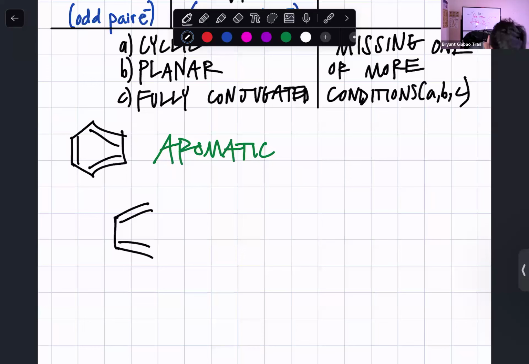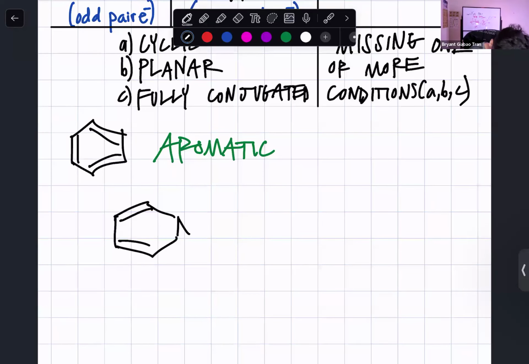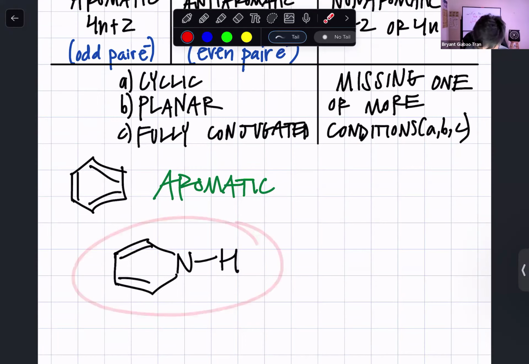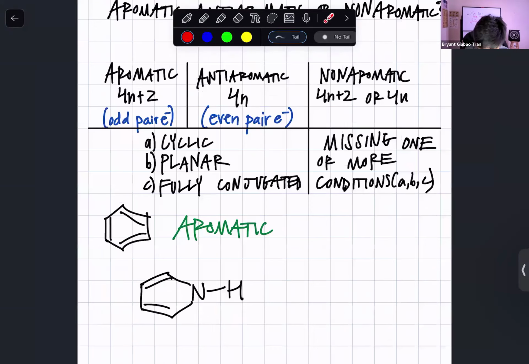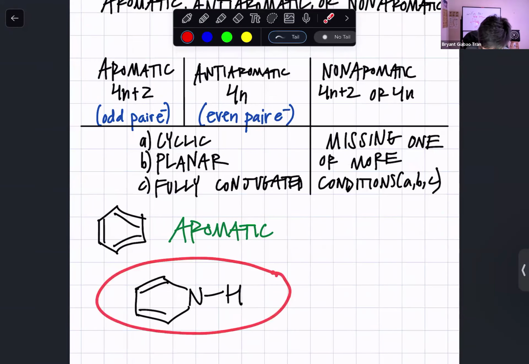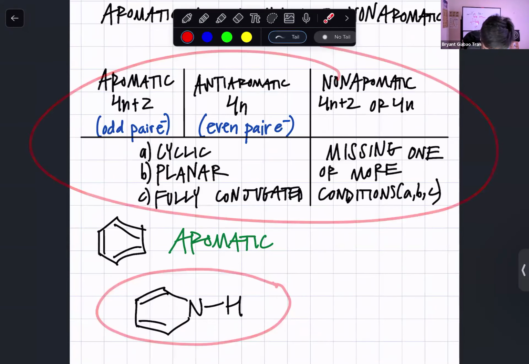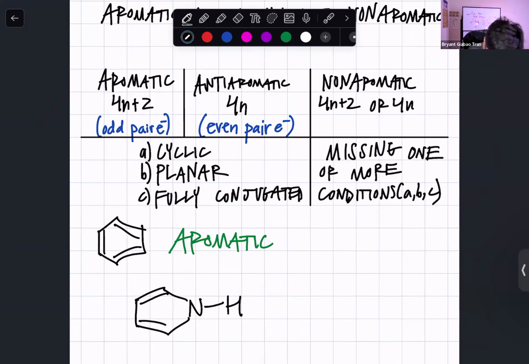Right. So let's say we have this compound here, right? But she won't give you pairs of electrons. You have to figure that out by yourself, like how many pairs of electrons are not drawn here, right? So try this. Use this table to figure out if this molecule is going to be aromatic, anti-aromatic, or non-aromatic.